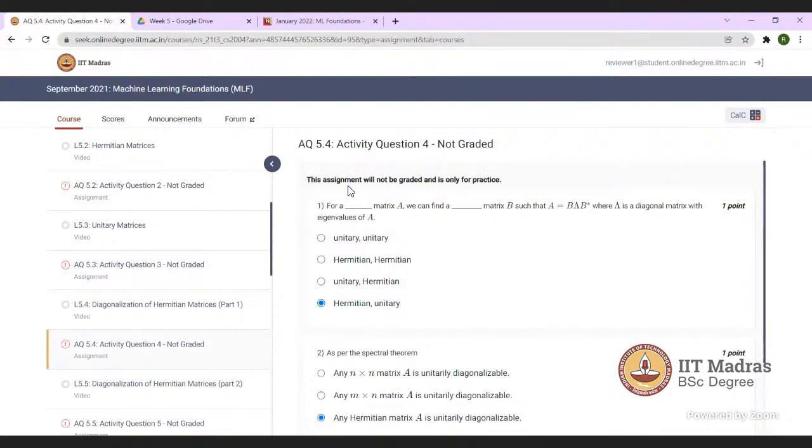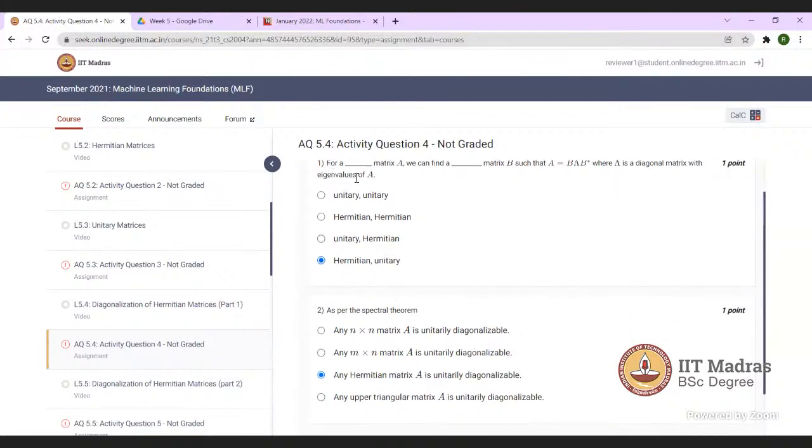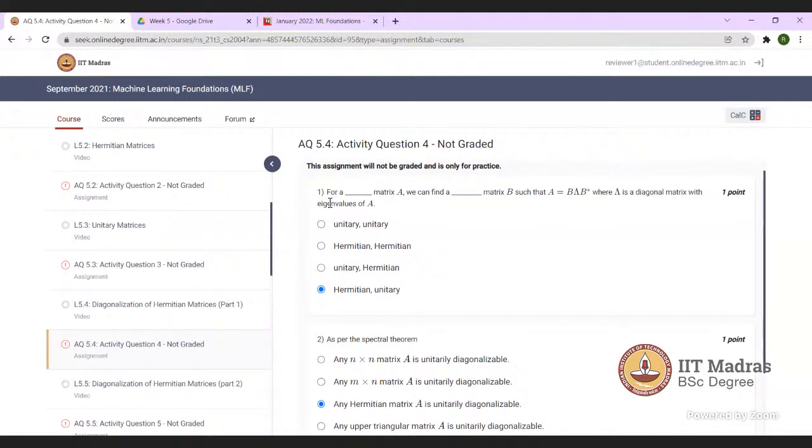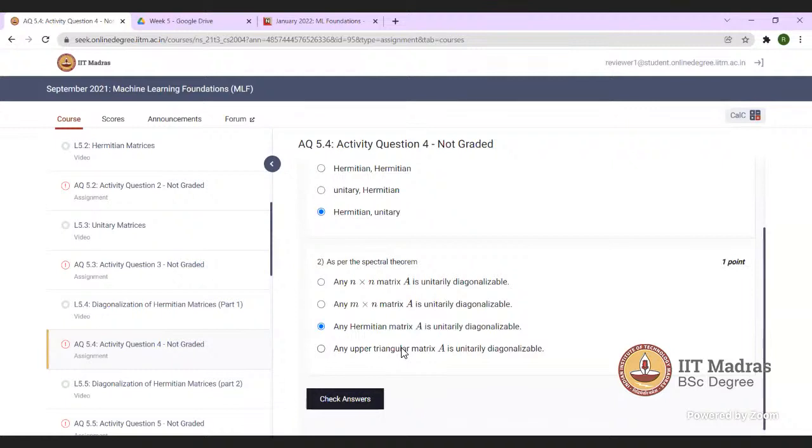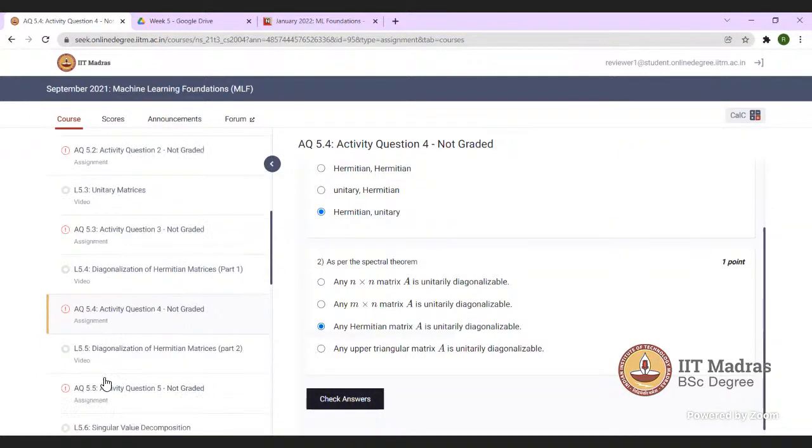The first question should be clear, I guess: for a Hermitian matrix, we can find a unitary matrix such that A equals B D B star, where D represents the diagonal matrix with the eigenvalues of A. The next one: the spectral theorem shows that any Hermitian matrix is unitarily diagonalizable, and that can be found in the lecture.